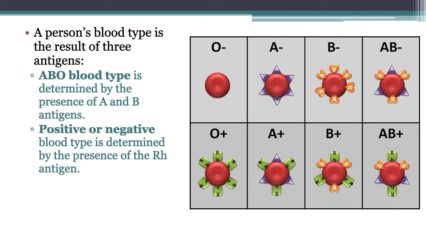And then the positive or negative is determined by the Rh presence on the antigen. So you see right there, O negative has no antigens. A and B each have their respective antigen. AB has both. And then AB positive has all of them, has the Rh antigens, and so on.